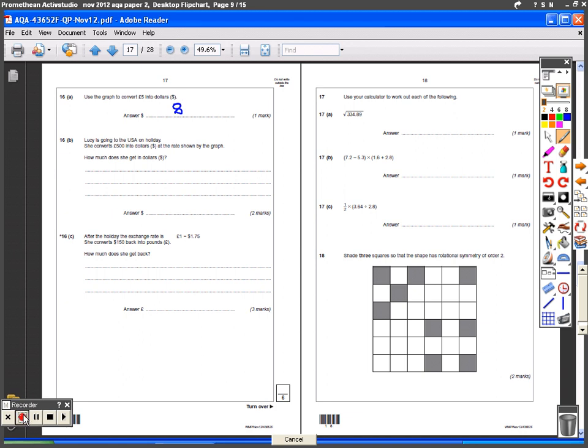Okay, so 16b says she needs to convert £500 into dollars at the rate shown on the graph. Well, we've just worked out that £5 is the same as $8. So therefore, if she needs £500, I have obviously got 2 zeros on the end of the 5 to make 500. So same goes for the 8. Put 2 zeros on the end of the 8, giving us 800. So therefore, we've multiplied both by 100 to give us a grand total of $800.